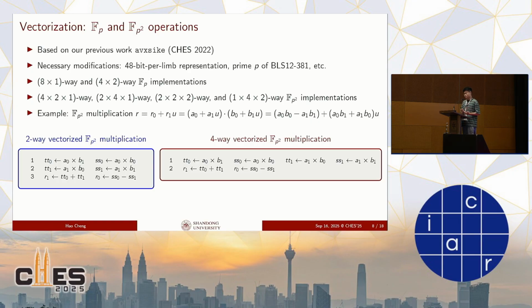Taking the 4 times two-way multiplication as an example, it computes 4 multiplications in parallel, and each multiplication uses 2 lanes of the vector. Based on these 2 Fp implementations, we developed 4 different Fp2 implementations. We take the Fp2 multiplication as an example, and here on this slide, we show the two-way and four-way vectorization of it. Both of them use the schoolbook method for the implementation, which is more efficient than Karatsuba's method in these two cases.